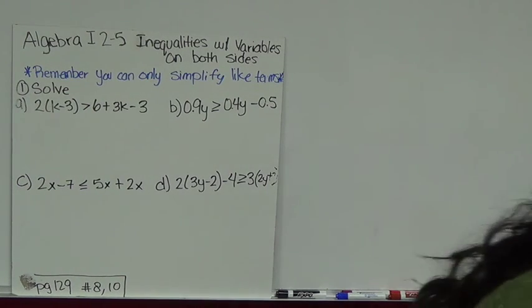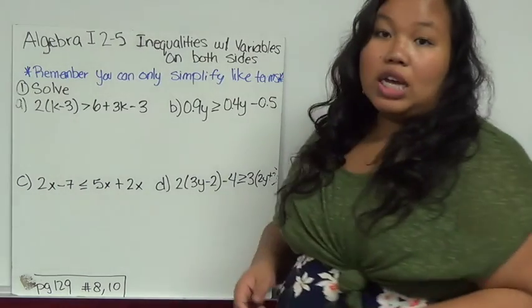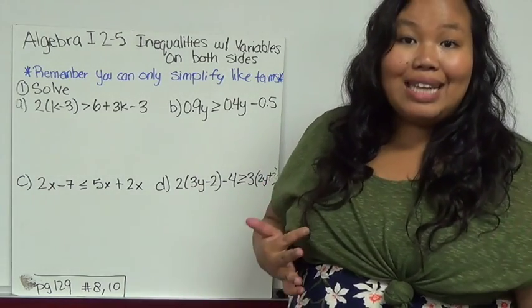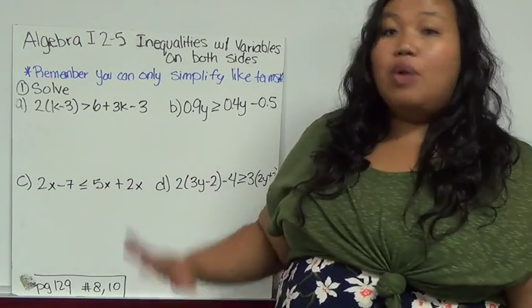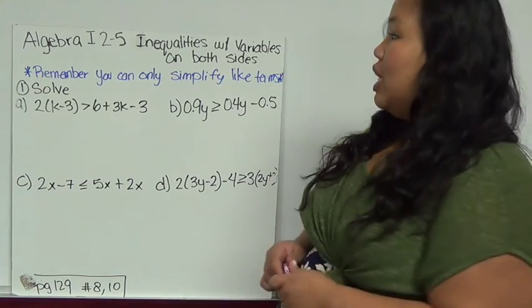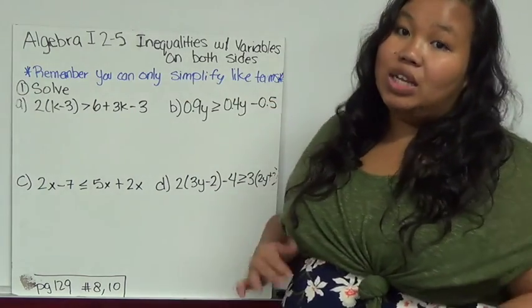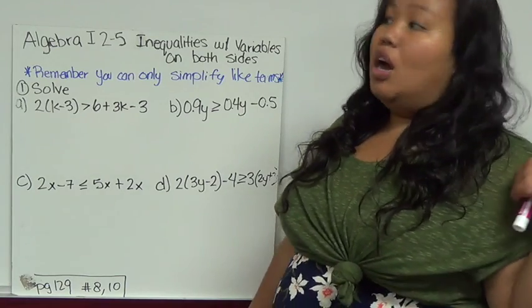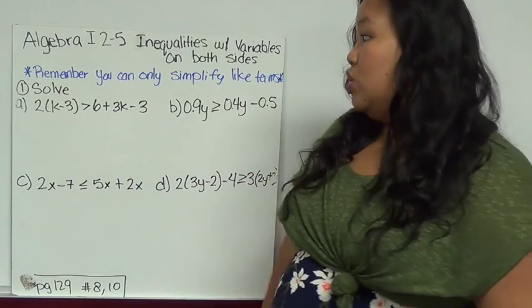Algebra 1, Section 2.5, we're dealing with inequalities with variables on both sides. So the last section you dealt with multi-step, but the variables that you were dealing with were all on one side. Now we have to deal with variables on both sides and moving it from one side to the other. And you have to remember that you can only simplify like terms. So k squared is very different than k, and so on and so forth.